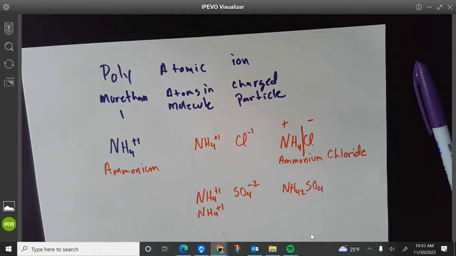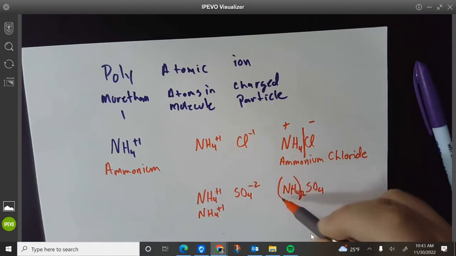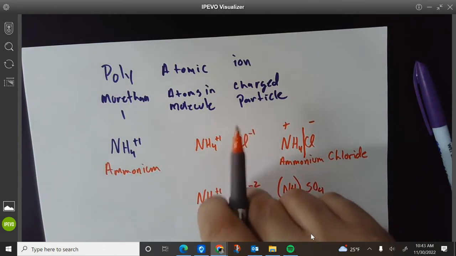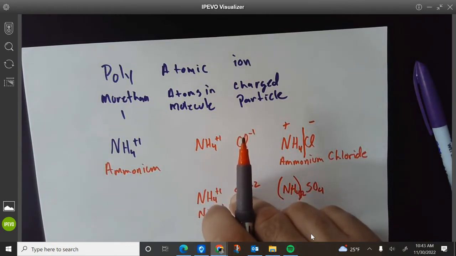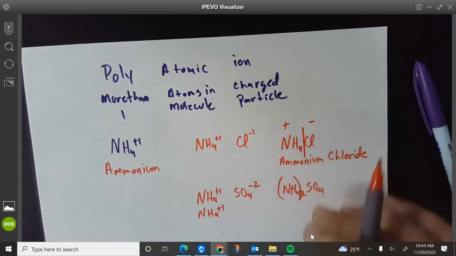Now it looks like I have 42 hydrogens in here, and that's definitely not right. So I'm going to put a parenthesis here and here. And now that 2 is applying to everything within this parenthesis. Does that make sense?